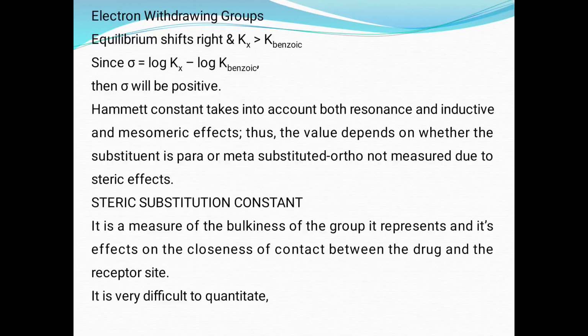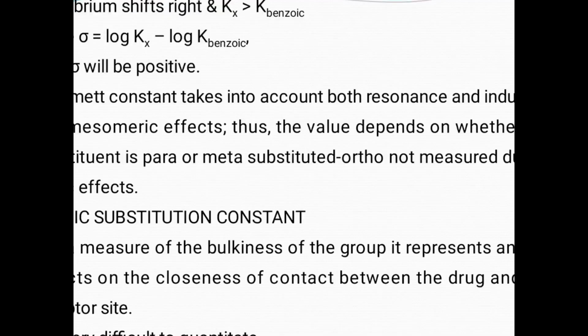Now we go to where the equilibrium will shift when Kx is greater than K benzoic, and when Kx is less than K benzoic. See, if Kx is greater than K benzoic, then sigma will be positive. That means log Kx minus log K benzoic, the value of sigma will be positive. And if log Kx is smaller, then the sigma value would be negative.